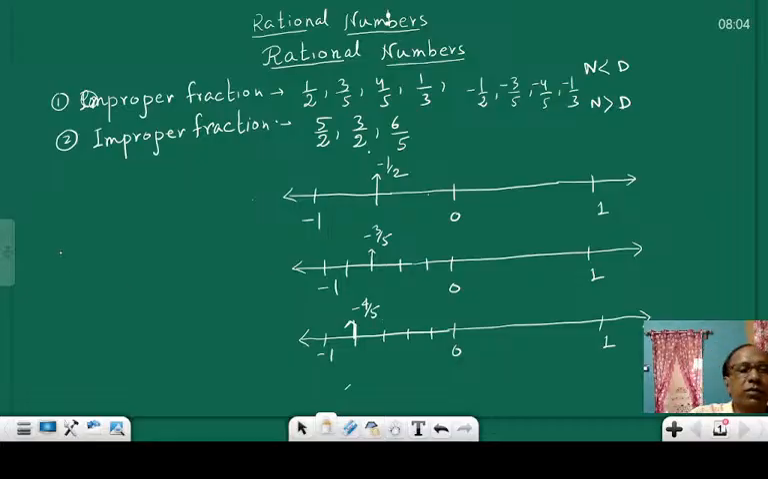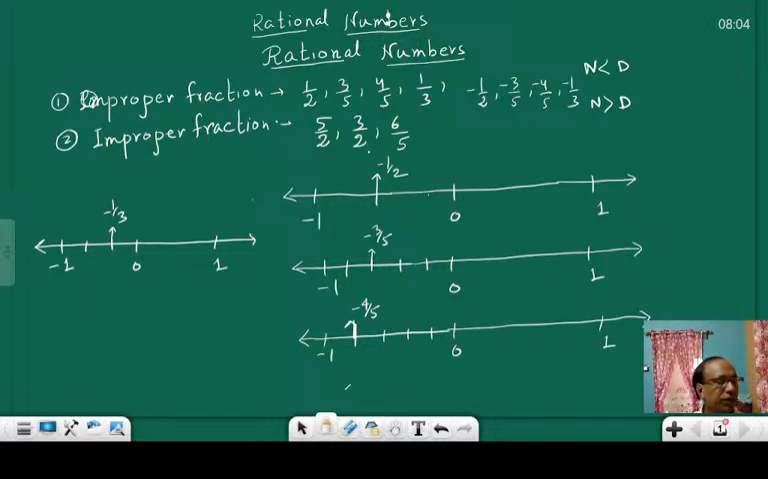And minus 1 by 3 can be represented in this way: this is a number line, and it can be represented between 0 and minus 1, 0 and 1. You have to divide it into 3 equal parts, that is 1, 2 and 3, right. This is one part, therefore this represents minus 1 by 3.